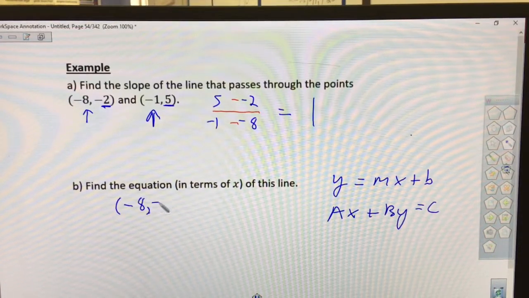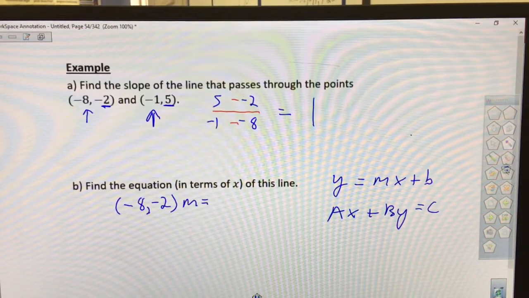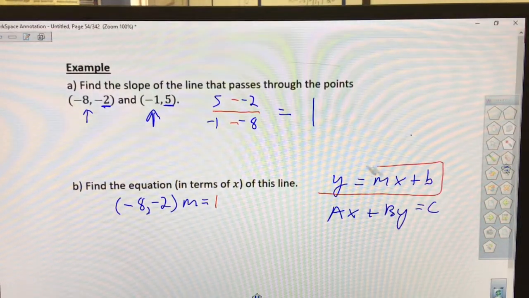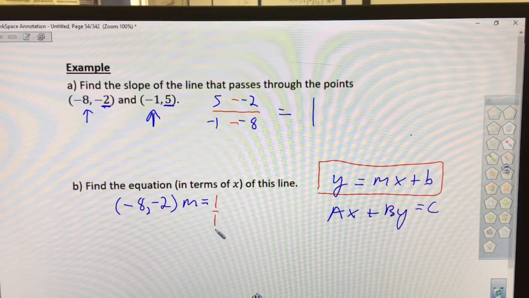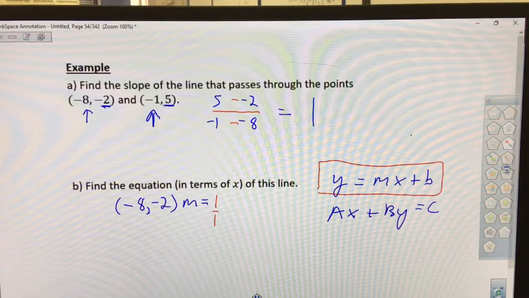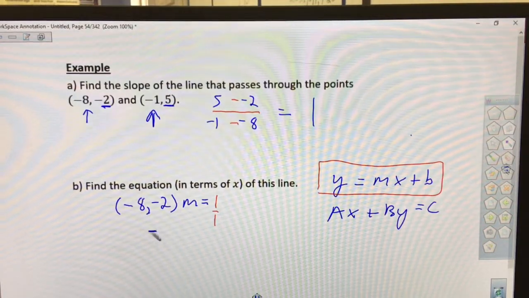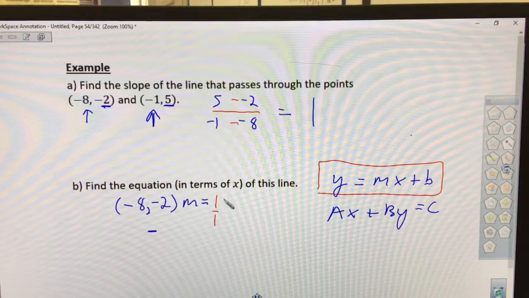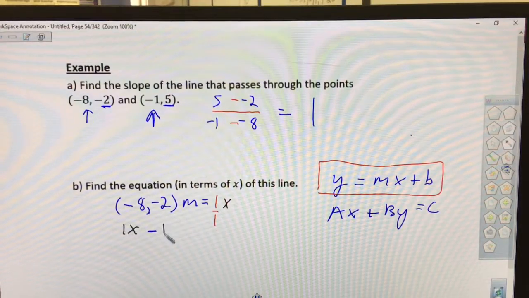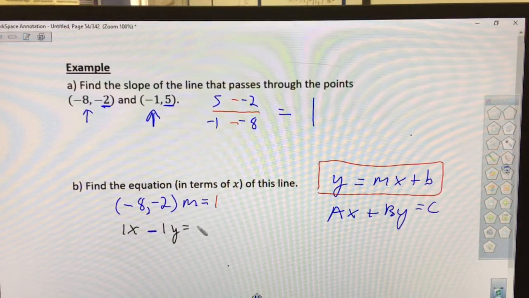So you pick one of those points. And your slope equals 1. Now, to do standard format, we write it as 1 over 1. That slope is positive. That slope is positive. We're going to put a negative term there. And then it's going to go 1x minus 1y equals some number.